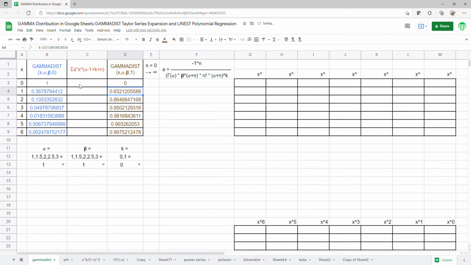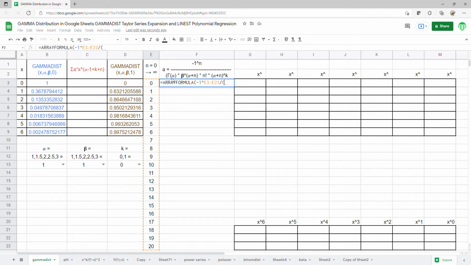Now we continue with the Taylor series expansion of both, which is the summation of a times x to the power alpha minus 1 plus k plus n, where the value of n is from 0 to infinity. And the value of a is equal to array formula minus 1 raised to the power n. That's our numerator, divided by our denominator.